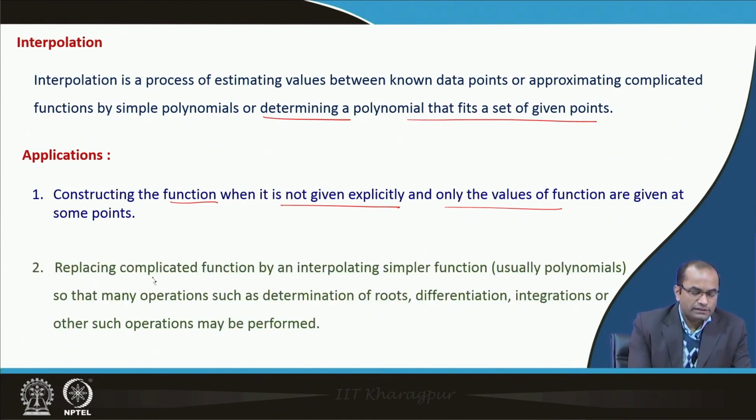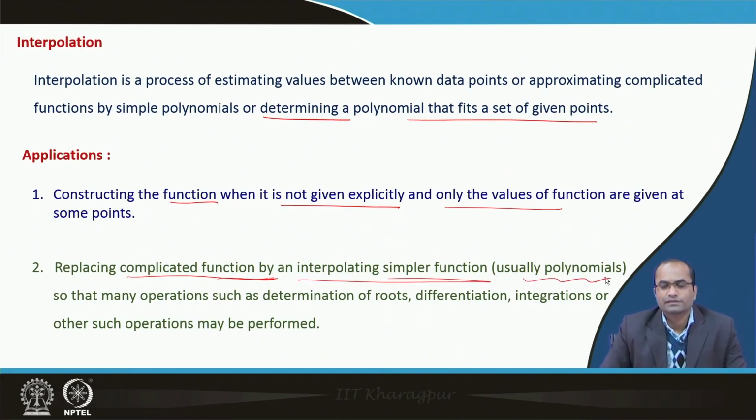The second one is replacing complicated functions by interpolating simple functions, and usually these simple functions we take as polynomials, because polynomials are really simple functions, because many operations on these polynomials such as the determination of roots, differentiation, integration and many other operations can be performed easily. So, given a complicated function, we will approximate it by some polynomial of some degree, and then we can approximate the roots, or we can do the differentiation, integration, etc. Such operations can be performed.